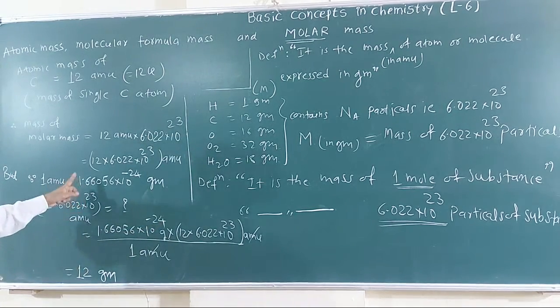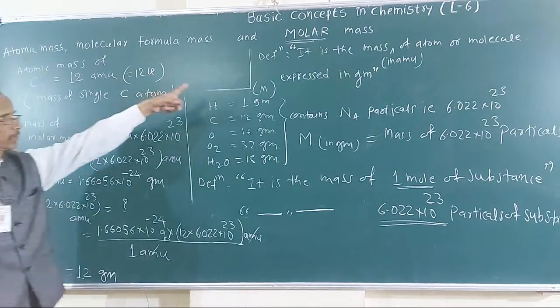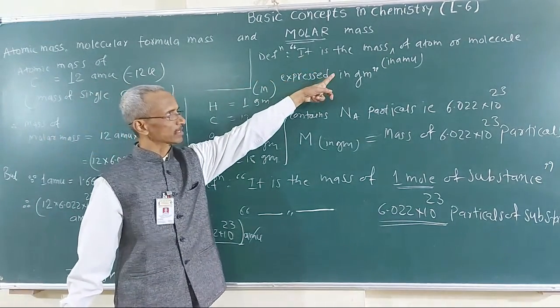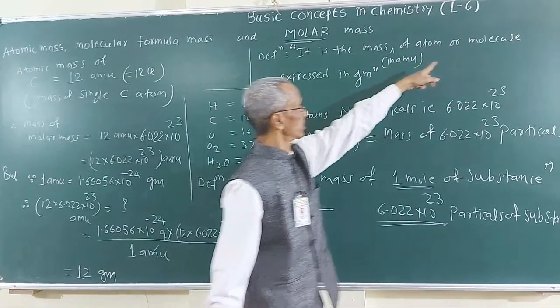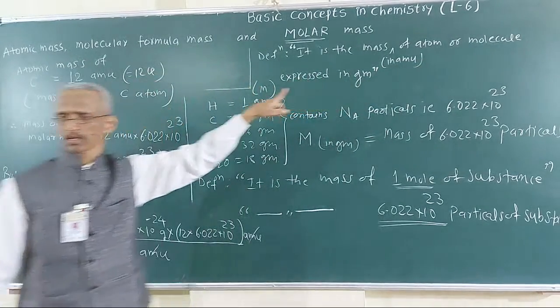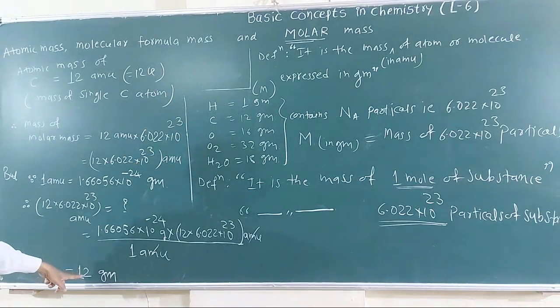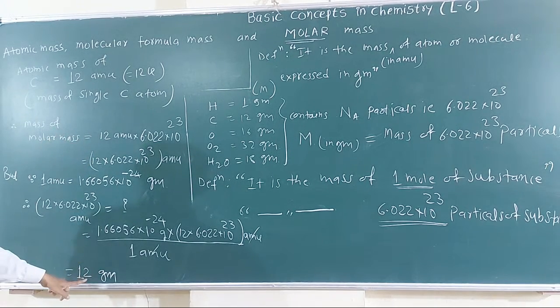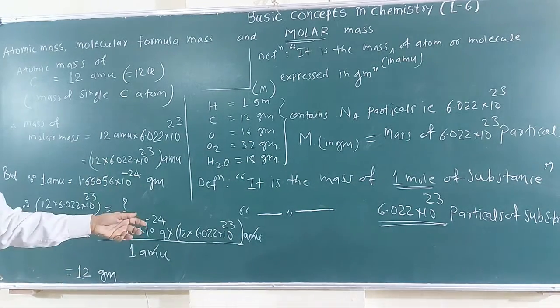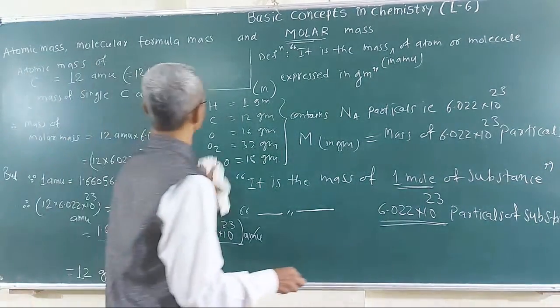So here, as per this, the mass in amu of an atom or molecule, expressed in grams, is nothing but the molar mass. So the 12 amu mass of carbon, when expressed as 12 grams, is the molar mass of carbon. Consider one more example.